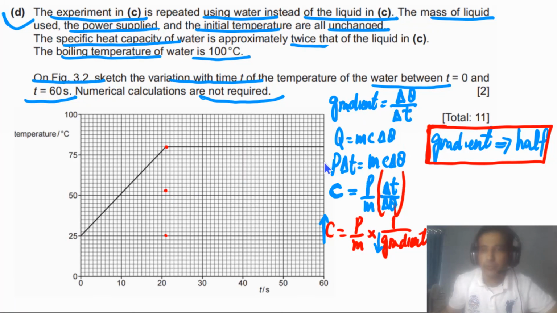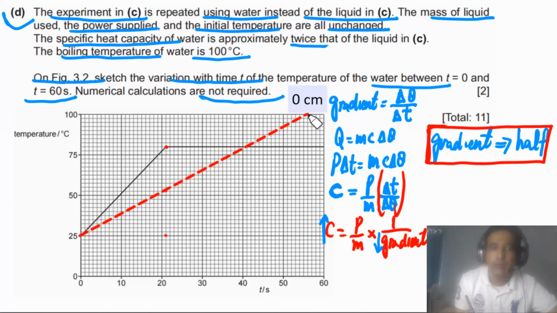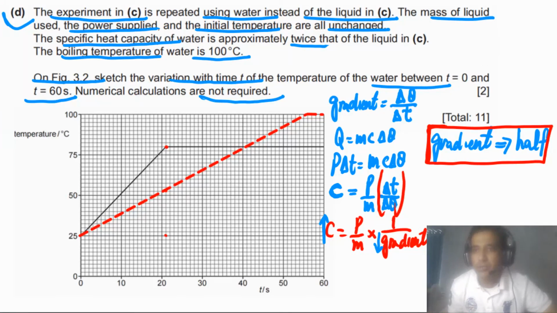Now simply we need to connect this by a straight line. So we will start from here and connect this point and just draw a straight line connecting that point. So it is here. So this is the boiling point of water, and after that it has to stay constant. So this is how you need to draw the line. So the main concept is this: gradient has to be half.